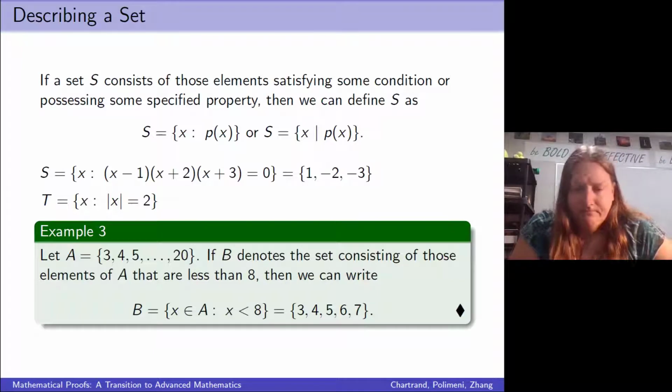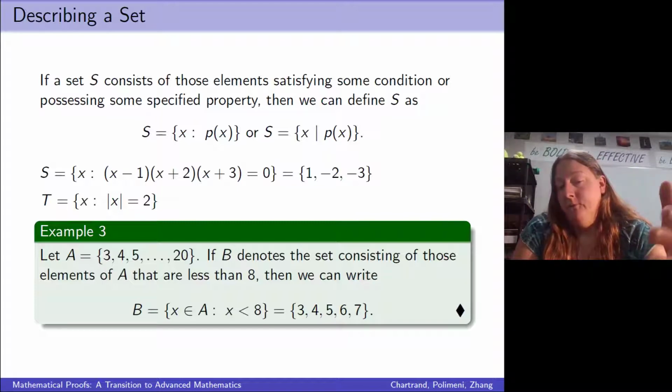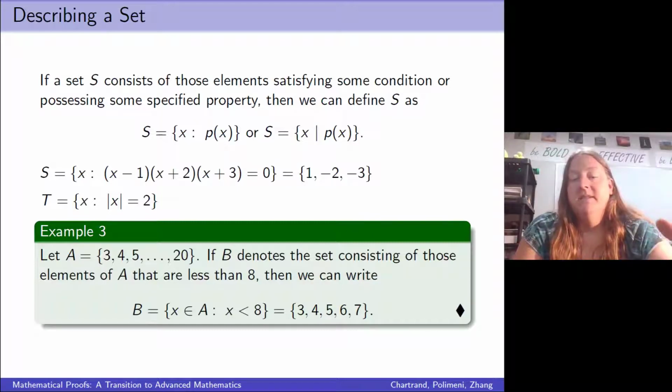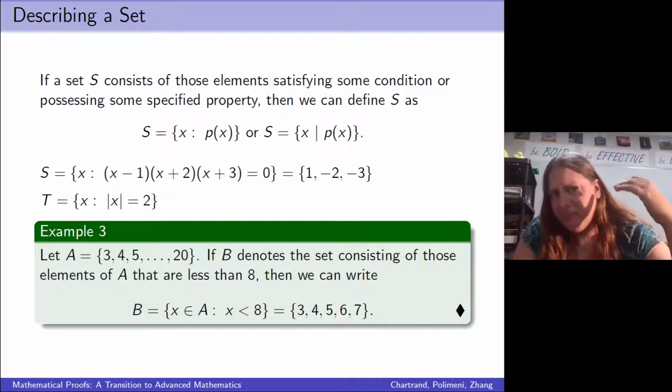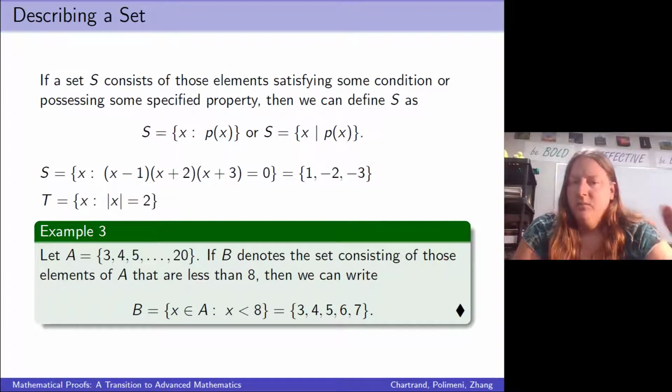All right. So here's an example where we get to build that up a little bit. So if I have A being the numbers basically 3 through 20, right? That's my set there. So B is going to be a set where I've got X is in A, so elements X that are in A such that X is less than 8, all right? So that's what my set B is going to be. So I think about that.